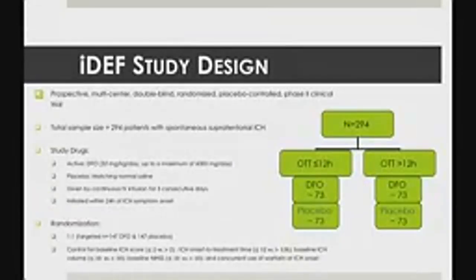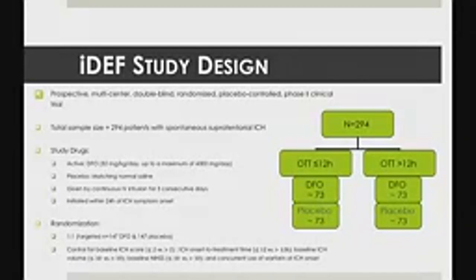Now, this is the design of the study. It's multi-center, double-blind, placebo-controlled, randomized study. 294 patients randomized 1-to-1. Half of them would get placebo and half of them will get deferoxamine. We start the treatment within 24 hours, and we wanted half the patients to be treated within 12 hours and the other half between 12 and 24 hours. The reason for this is that in animal model, there was some suggestion that maybe if you start treatment early, you'll see a better response.